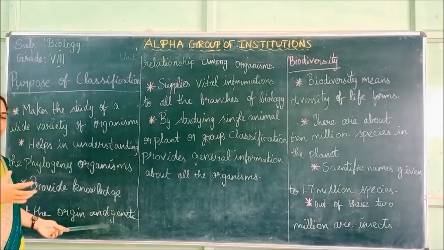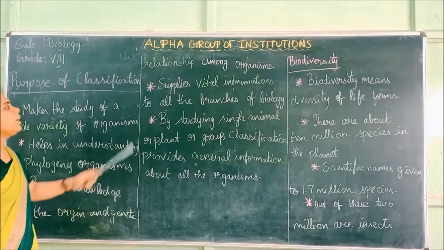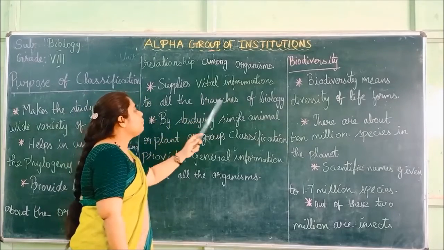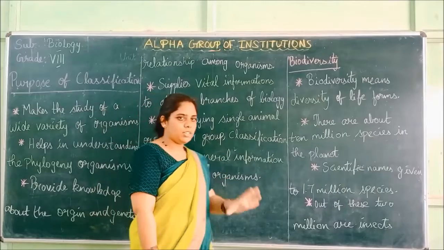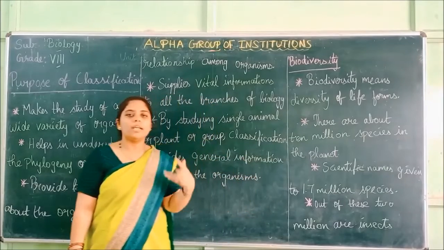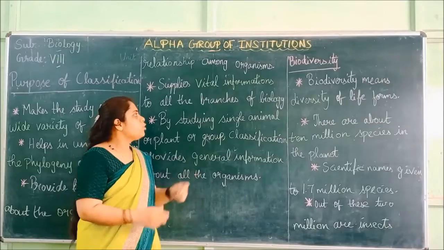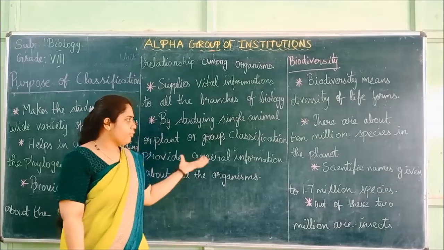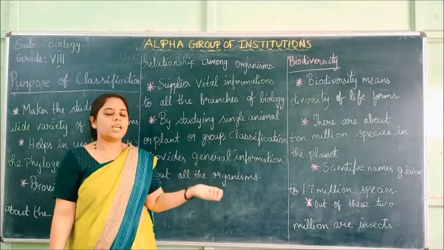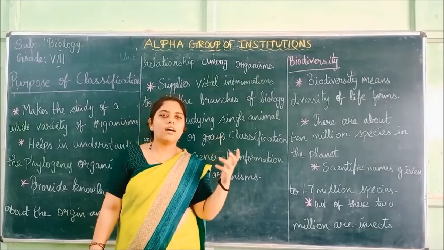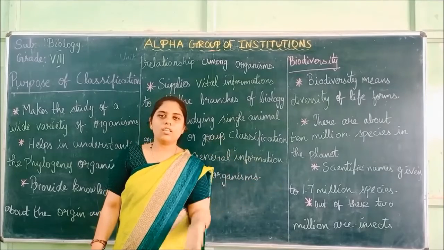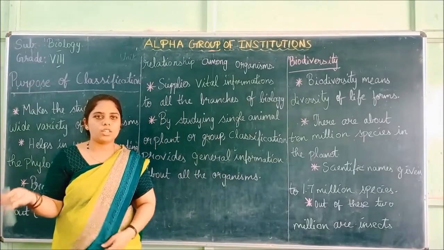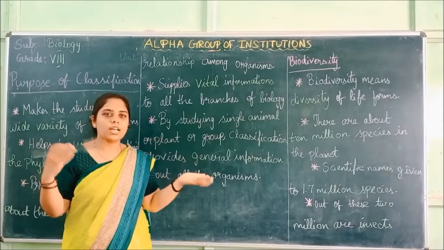With that we can get the information, and classification supplies vital information to all the branches of biology. So classification gives many important pieces of information to all the branches of biology. Branches means, if we are classifying the plants, it can be used in botany, and in evolutionary ecology it can be used. Likewise for animals it can be used in zoology, and we can use it in animal physiology.